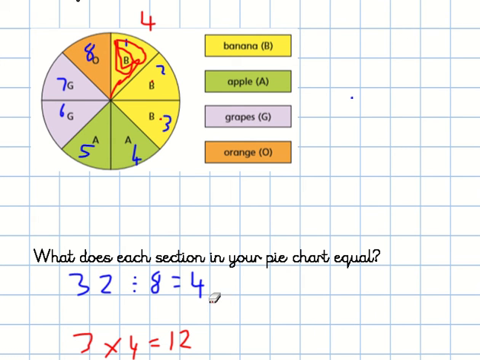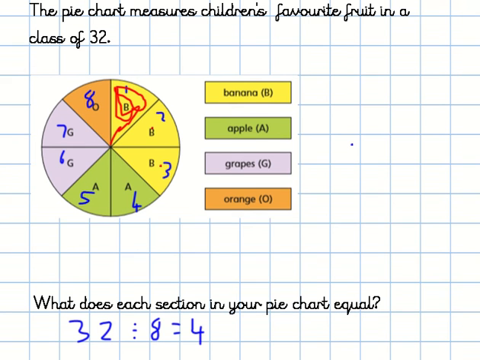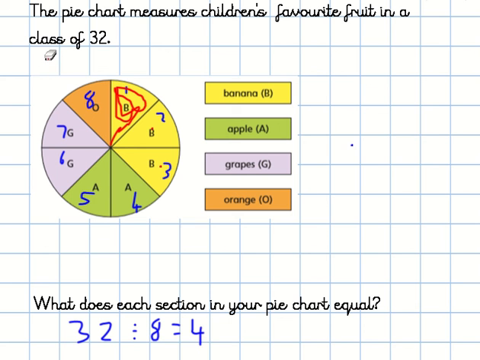So each section is equal to 4, isn't it? Each section would equal 4 because we divided our 32, which was the amount of people in the class here, 32, and we divided our 32 by 8, the amount of sections we could count.